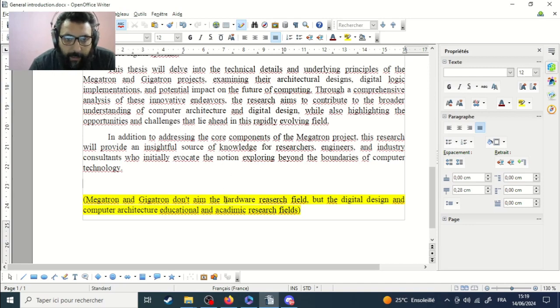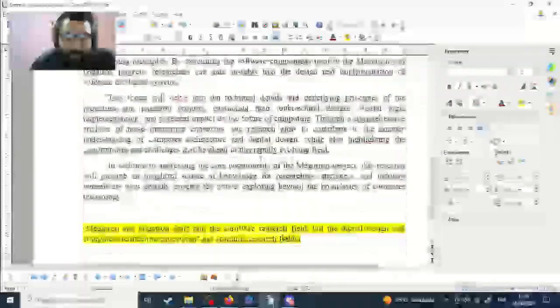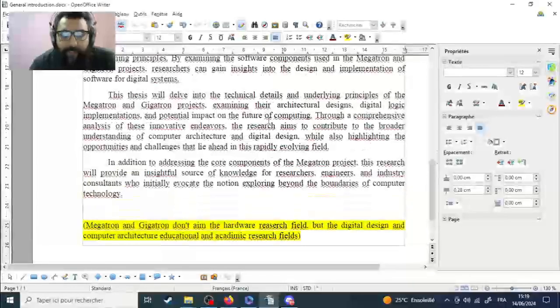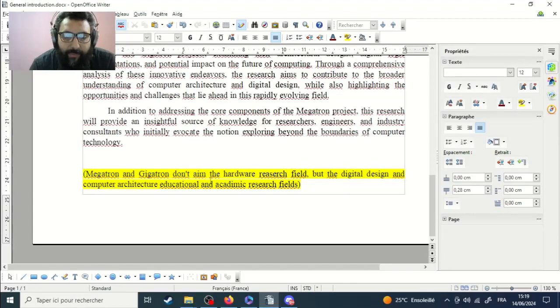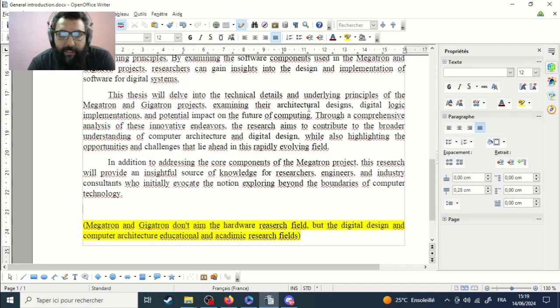When I read this introduction, it's talking about Megatron. The idea is this: Megatron, Gigatron don't aim at the hardware research field. If I take for instance this sentence, in addition to addressing the core components of the Megatron project, this research will provide an insightful source of knowledge for researchers. It's not the main idea. It's not a research project. Your thesis is not a research project. It's an educational hardware for education.